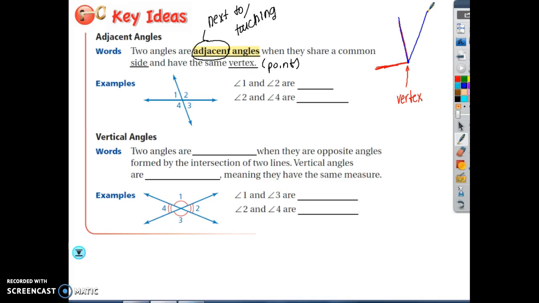So looking in my example here, angle 1 and angle 2. I'm looking at these two angles and I will outline them in red to make them a little easier to see. Angle 1 is here and angle 2 is to the right of it. Those two both use this side in the middle, so they have a common side, and they both have a point at the same place, or their vertex is at the same place. Therefore, 1 and 2 are adjacent angles.